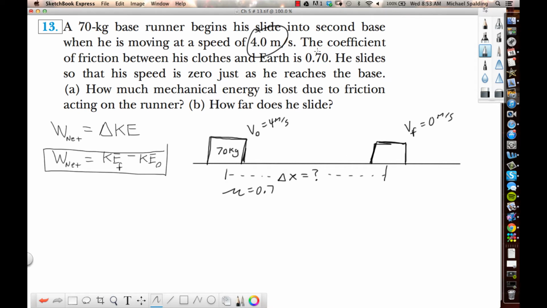We're told that the coefficient of friction between him and the earth is 0.7, and he slides so that his speed is 0 just as he reaches the base. So velocity final is 0. So the first question, how much mechanical energy, so what do they mean by mechanical energy? Mechanical energy is kinetic plus potential. How much mechanical energy is lost due to friction acting on the runner? Okay, so let's figure that out first.